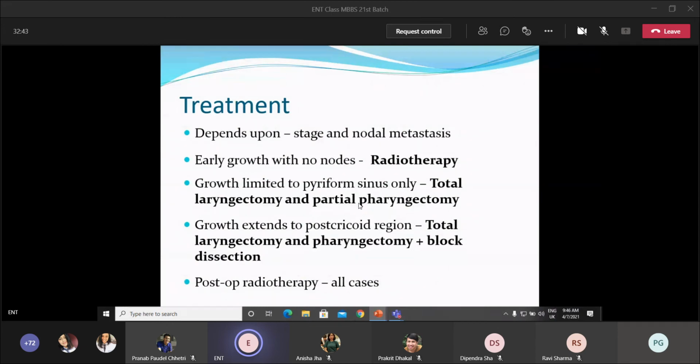Treatment depends upon the stage and nodal metastasis. If there is early growth with no nodes, then radiotherapy should suffice. If the growth is limited to the pyriform sinus only, then we need to perform total laryngectomy and partial pharyngectomy. If the growth extends to the post-cricoid region, then total laryngectomy, pharyngectomy plus neck dissection. And in all of the cases, we need to give post-operative radiotherapy.